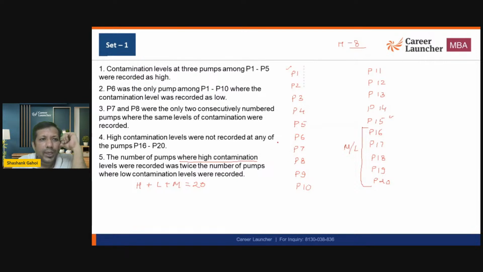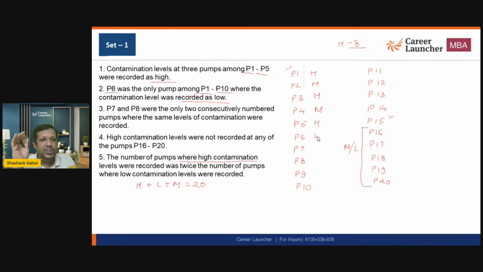Now, what does it say? From P1 to P5, we have three pumps that are high, and any two cannot be consecutive. So basically the first should be high, the third should be high, the fifth should be high. P6 was the only pump from P1 to P10 where the contamination level was recorded as low. So this was low, and apart from that we don't have low anywhere. So this must be medium, this must be medium. So I got the first six sorted. This is what we have.